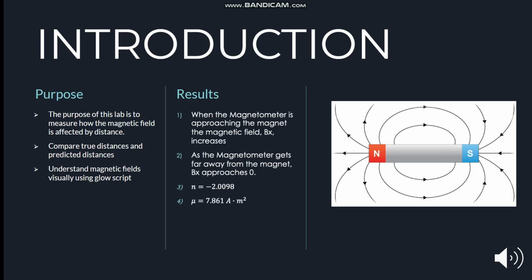So, introduction. The purpose of this lab is to measure how the magnetic field is affected by distance, compare true distances and predicted distances, and understand magnetic fields visually using GlowScript. So, a quick look into the results.